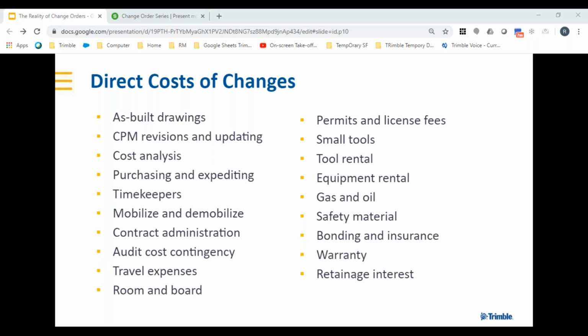Direct costs and changes. Now, these are some of the lists that I was talking about that I'm not going to be reading through here today, but as you take a look at these, I'm sure a lot of them jump out as common things, others maybe not. Gas and oil, for example, bonding and insurances, even retainage interest, the ability to put a cost on that money that, in a sense, they're holding for us and keeping out of our bank accounts. We incurred interest on that money as well.